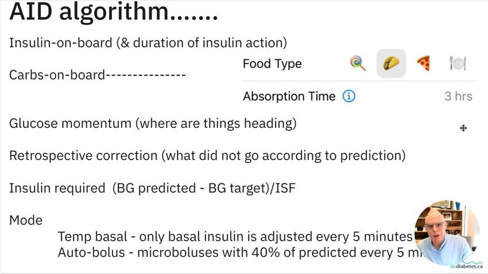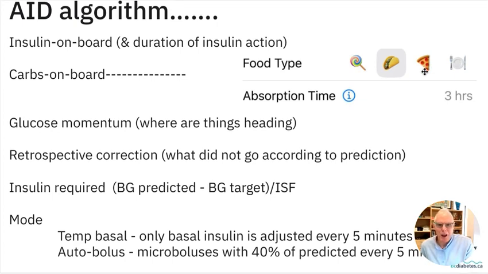Loop offers a choice of 3 types of food by default. A lollipop, which is high glycemic index with an absorption time by default of 30 minutes. A taco, which is intermediate glycemic index with some fat and protein with an absorption time of 3 hours. And pizza, high fat, high protein with an absorption time of 5 hours. And then you can set up your own favorite foods.